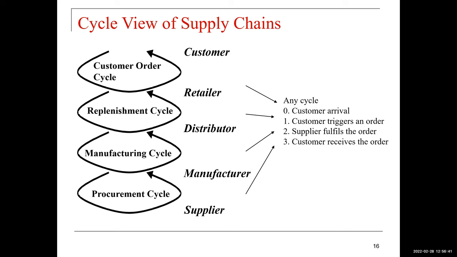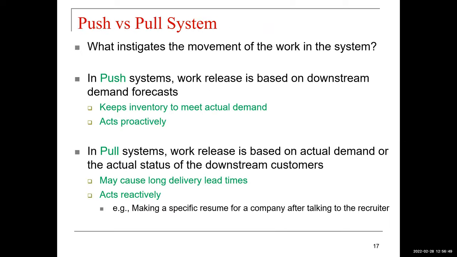So you have a customer arrival, the customer triggers an order, the supplier fulfills the order, and the customer receives the order. That's the ideal. So we talked a little bit about the difference between push and pull systems already in the manufacturing lecture. When you're managing your warehouse or your supply chain, there are two major points of view or theories in terms of how to handle that. So we have push versus pull. What instigates the movement of the work in the system?